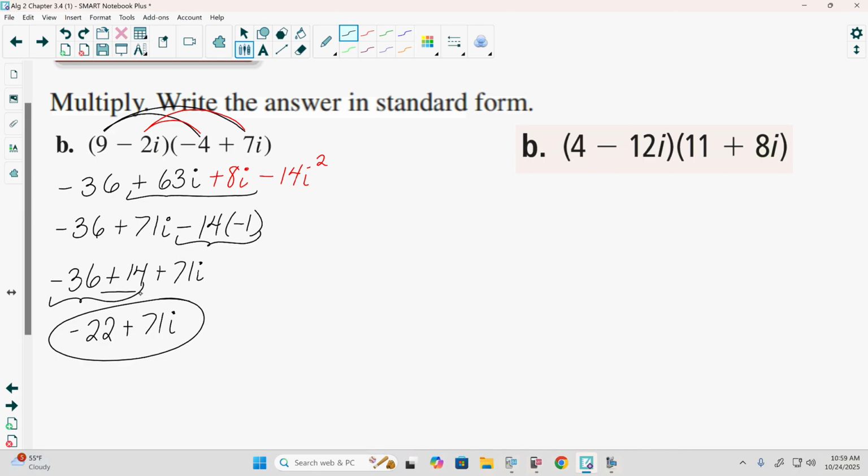Questions on this here? We ready for the last one?